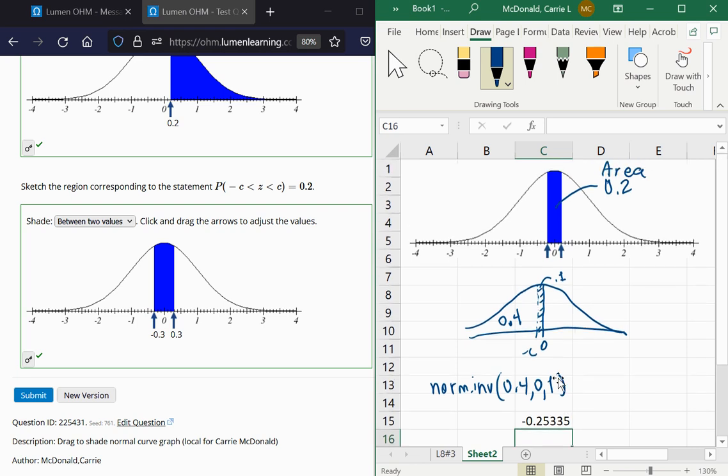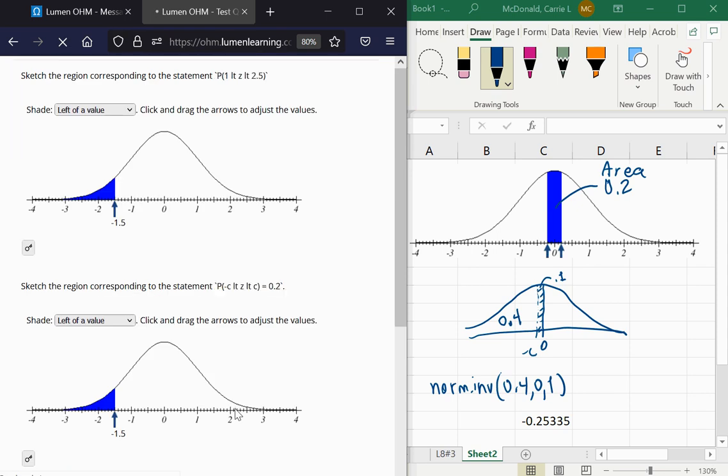Another way you could have figured out that this area was 0.4 here. So remember, you always got to feed a left area to the norm.inverse command. Another way you could have figured it out is if the whole area under the curve has to be 1 and you subtract this small in between area, you would get 0.8. And then half of 0.8 is going to be on each side. So half of 0.8 is 0.4. That's another way you can figure it out. Whichever way is more intuitive.